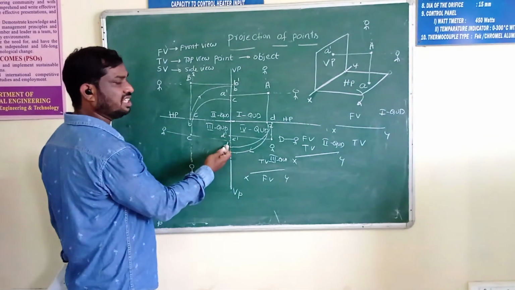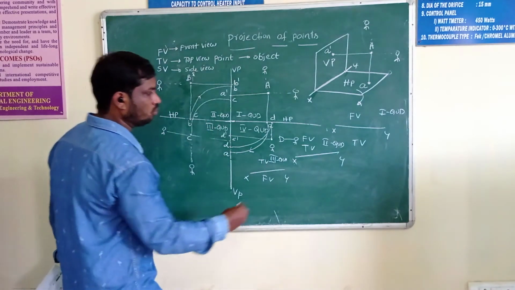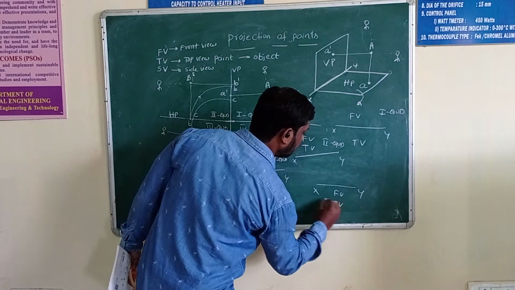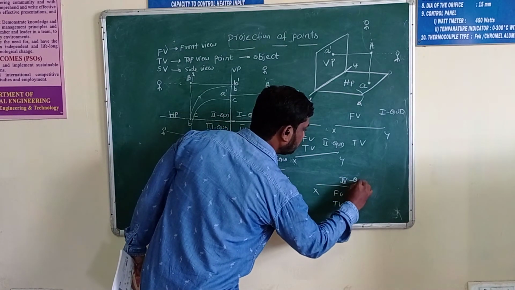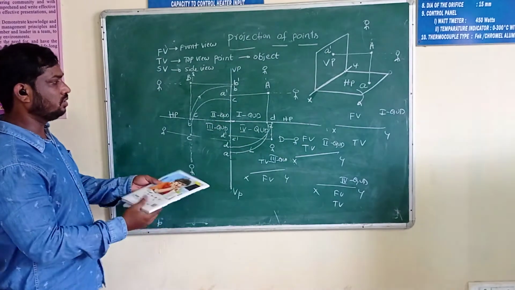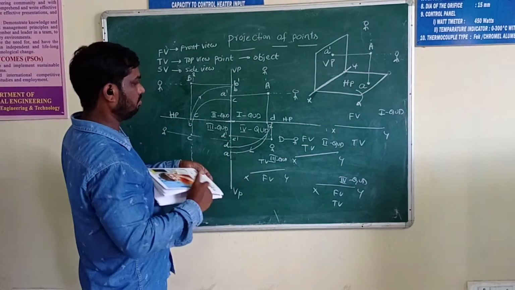So d dash and d, front view and top view, both are below x-y. In the fourth quadrant, you are getting the front view and top view both below x-y. These are very important points. If you observe it like this, this is the fourth quadrant.